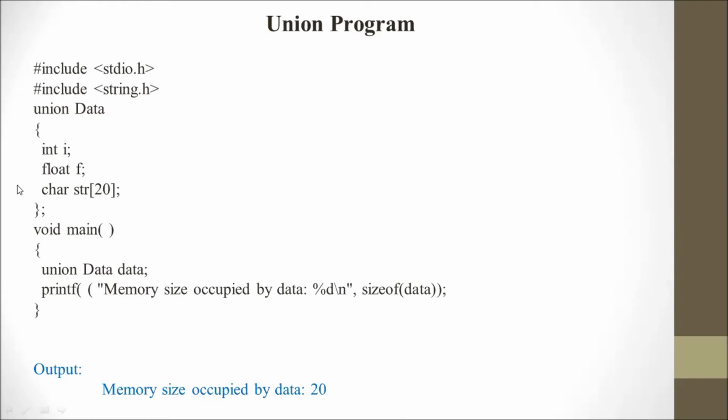Okay, so this will print the 20 size because the maximum size, of the string, is 20. So this will print the maximum size, okay, not the minimum size. So the maximum size of the union will print because the union stores or allocates all variables in a single location. Okay, a single block. So this will print the maximum memory size.